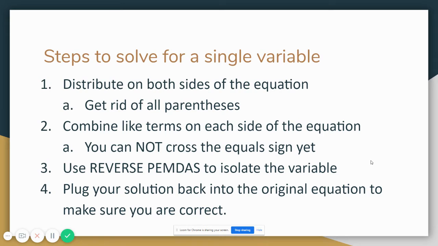Step number three, after you've done all that and you can't combine any more like terms and there's no more parentheses, now you're going to use reverse PEMDAS to isolate the variable. So make sure to write that down. I'm going to explain that to you in a minute. And after you do all that, you're going to plug your solution back in to make sure it's correct, just like I showed you guys how to check your work last time.